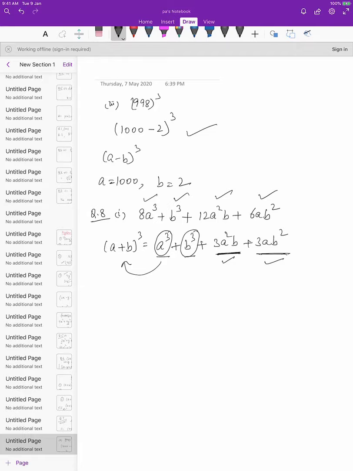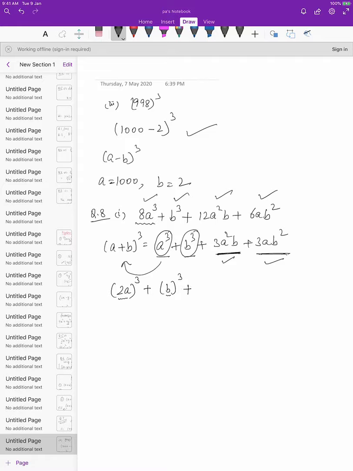Can we look for 2 terms which are perfect cubes in this case? Look at the first term, 8A cube. 8 is a cube of 2. So can I write it as 2A whole cube? B cube can be written as B whole cube. So I am able to find 2 perfect cubes in this expression, where my first term, that is A, would be 2A and B would be B only.